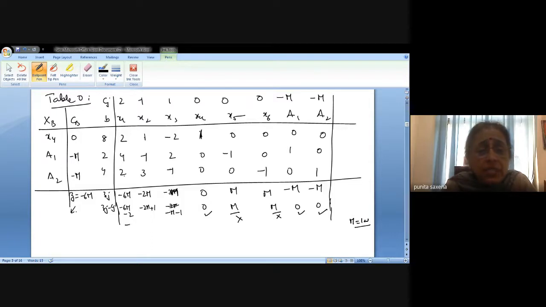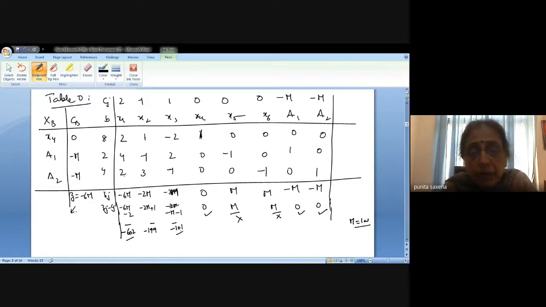Now we have these three negatives, Zj minus Cj's. So out of them, which one will enter? The most negative. So to choose the most negative, write M as 100 and give the values here. So it's like minus 600 minus 2, so it's almost minus 602, right? This is minus 200 plus 1, so minus 199. This is minus 101.